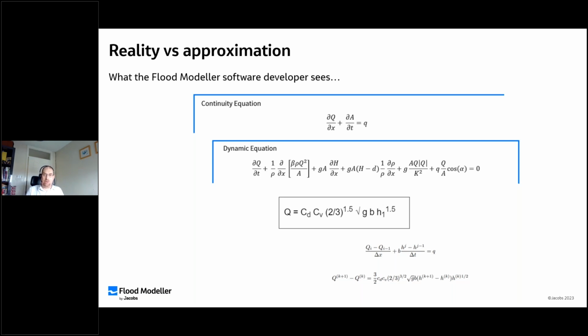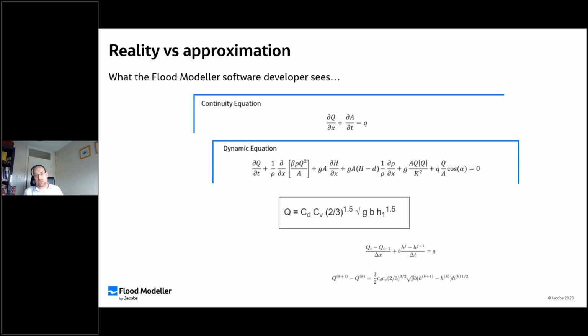So what we have here at the top two there are our 1D Saint-Venant shallow water equations, which are the conservation of mass and conservation of momentum. We have a Weir equation in the middle there, and they're quite horrible to solve, and they're impossible to solve exactly, except in some very unique specialized circumstances.